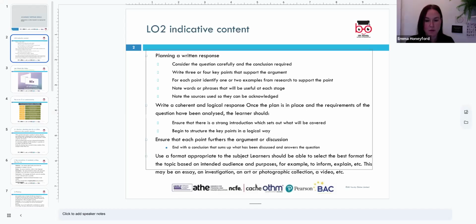You need to use an appropriate format. And it depends who the audience is as well, as to which format you do use. There are different types of formats.